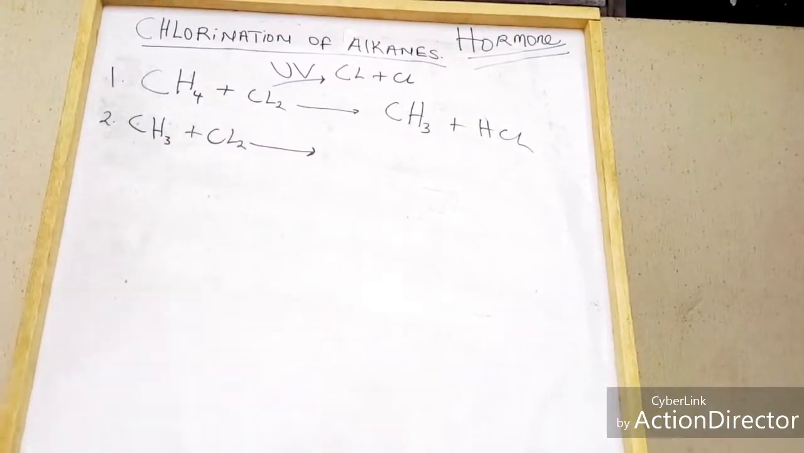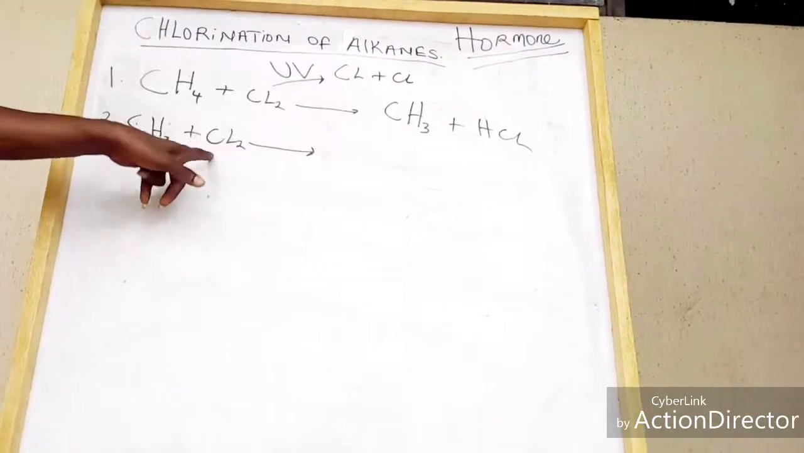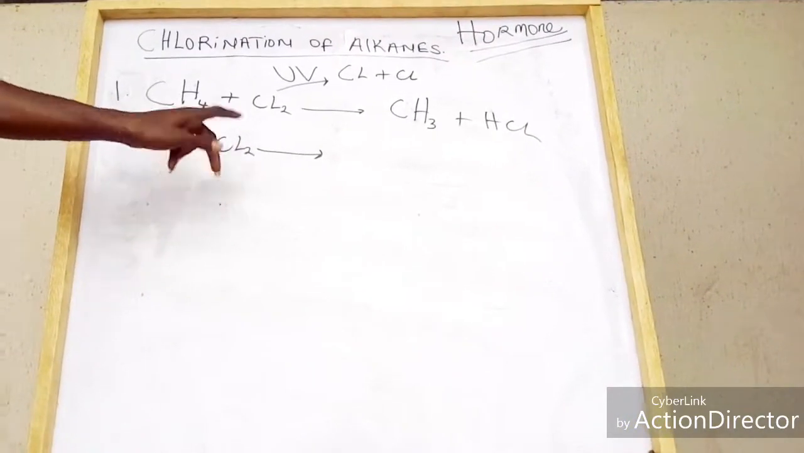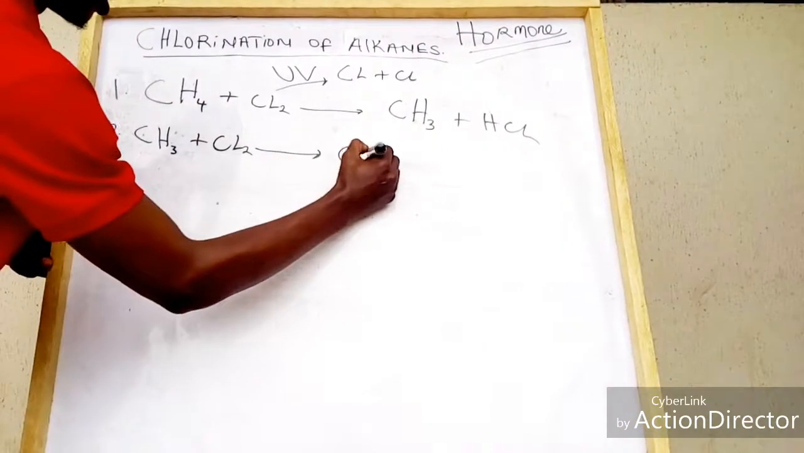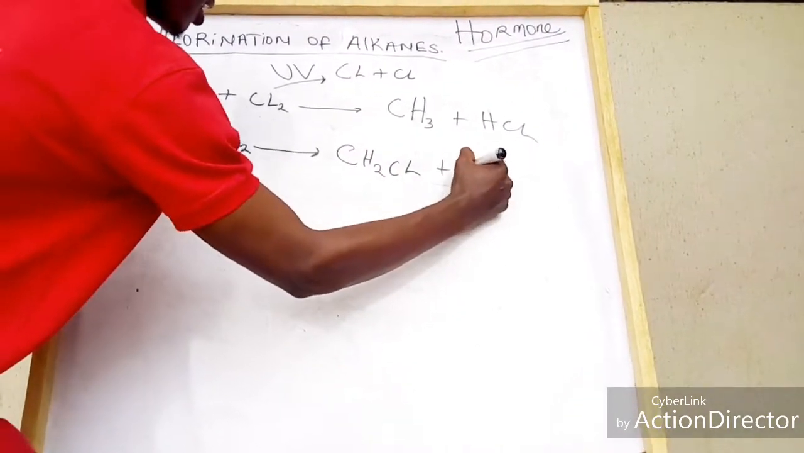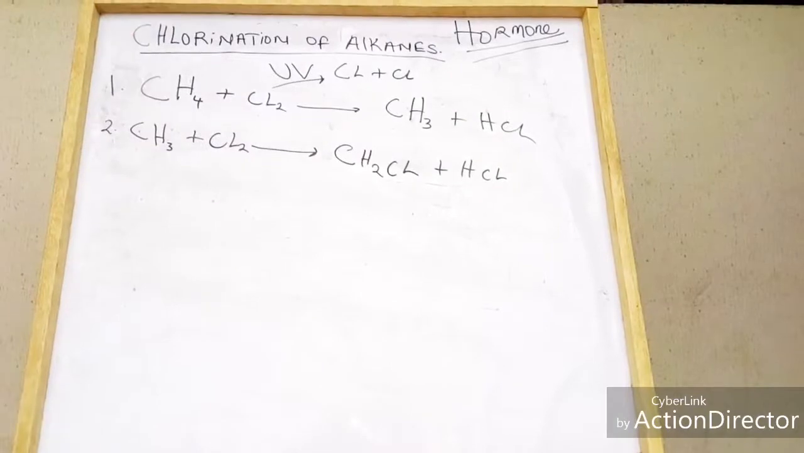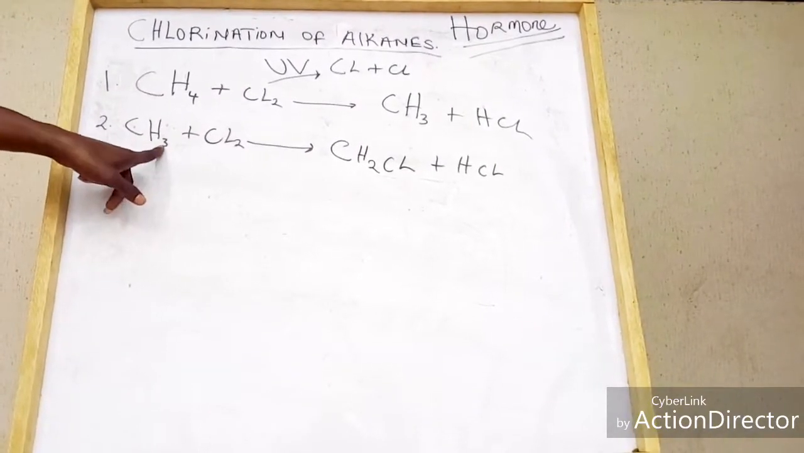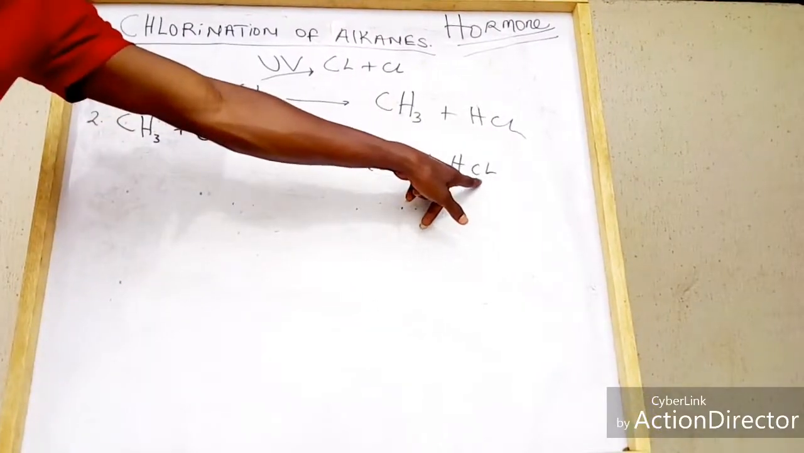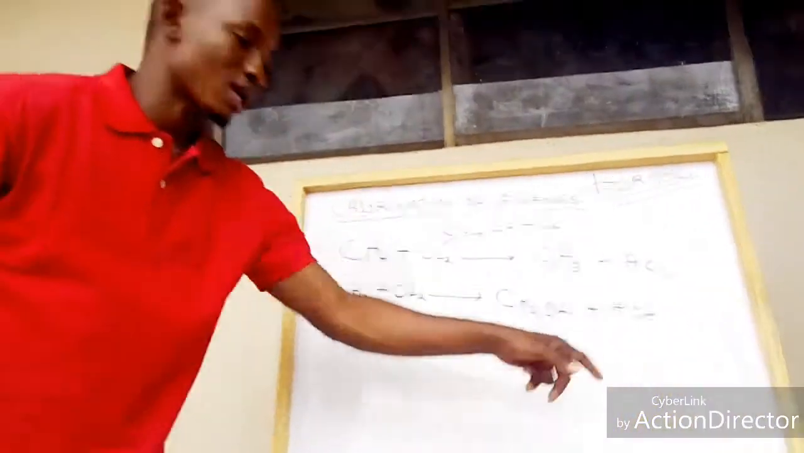Something that happened in this form will also happen here, where UV light will break this chlorine molecule down to give CH2Cl plus HCl. Now, you find out that there is a displacement in the molecule of methane here, where hydrogen has been released and chlorine attacked to give hydrochloric acid.